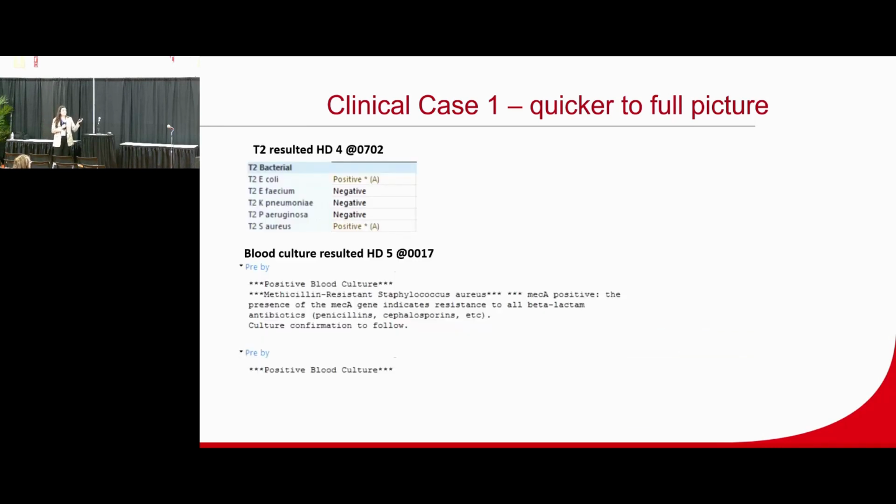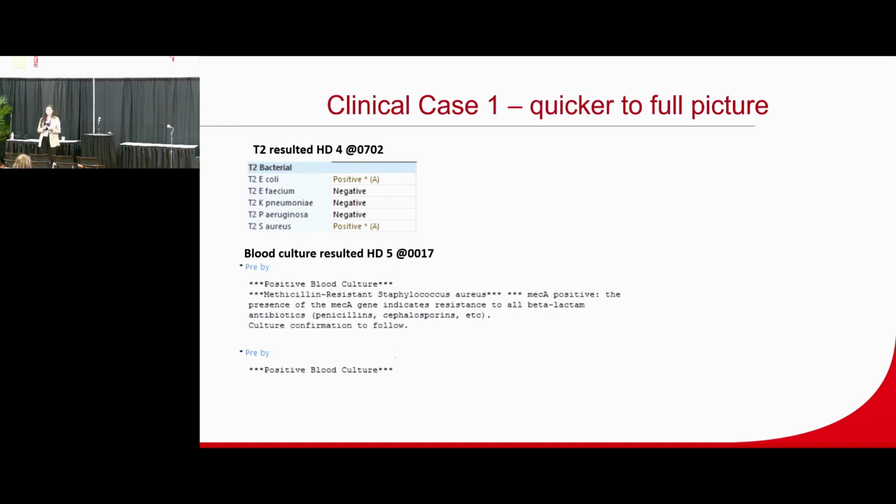So again, we got a T2 and a blood culture at the exact same time, and a few hours later, T2 comes back. The blood culture didn't come back until almost the next day. But it was very interesting. It was something that was relatively unexpected, right? We had a Staph aureus on our T2, but we also had an E. coli. However, later during our blood cultures, we noticed that only MRSA was identified. There was no E. coli identified. So does anyone have any thoughts on how you would potentially interpret this result?